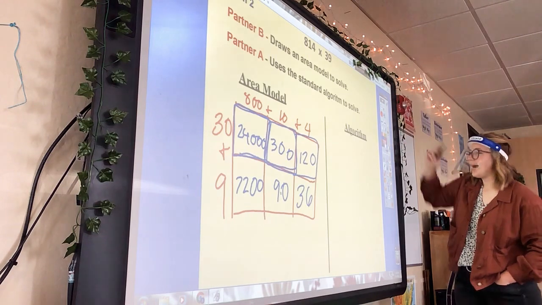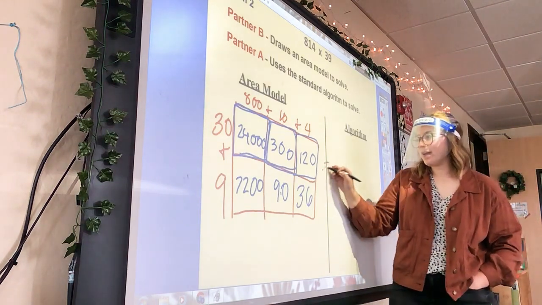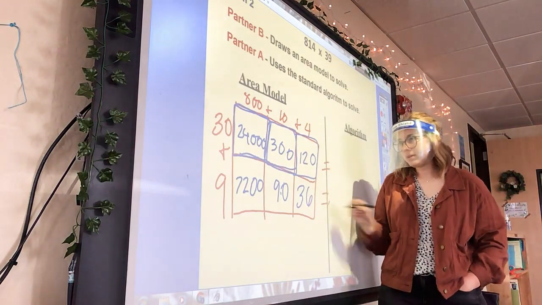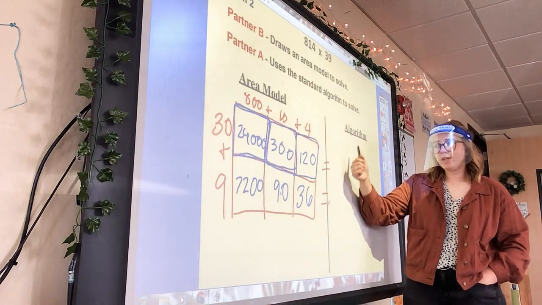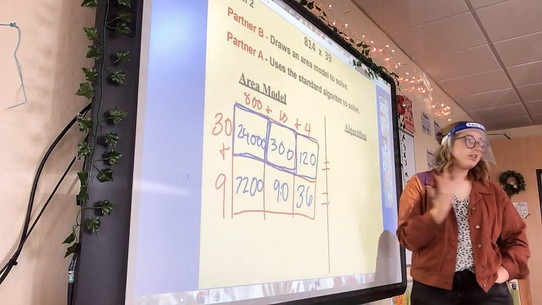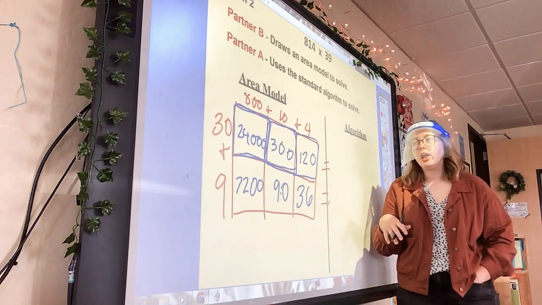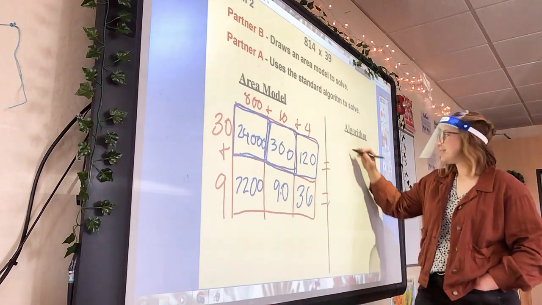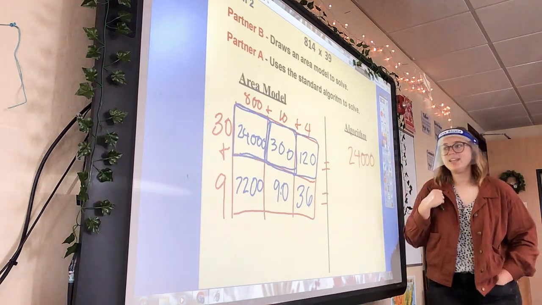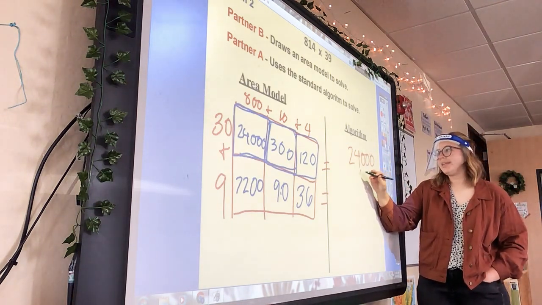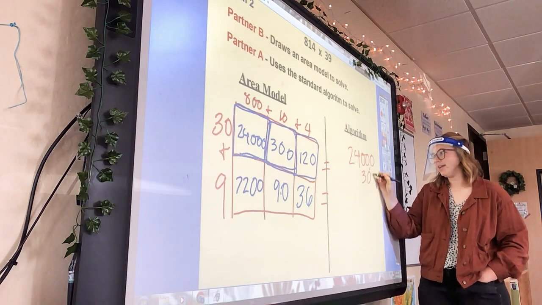And we do that by adding up the rows. So we add row 1 and row 2 up, okay? So 24,000 plus 300 plus 120. If I'm not sure how to do that, that's okay. I can set it up on the side, okay? Like if I can't do that in my head, that's okay. And that's where the renaming bit comes into play here, okay?